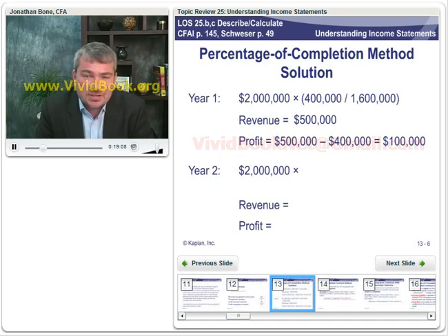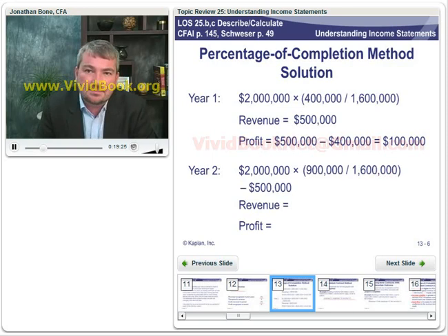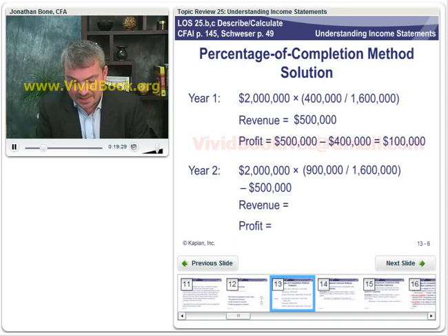Okay, in year two, we're going to take our $2 million contracted sales price, and we're going to multiply it by the cost incurred to date: $400,000 in year one, $500,000 in year two, so $900,000. It's going to be $900,000 over the total cost of $1.6 million. Okay, let's see what figure we get from that. I'm just going to have to quickly do it on my calculator. So 9/16, 900,000 over 1.6 million, times our 2 million contracted selling price, and we get $1.125 million.